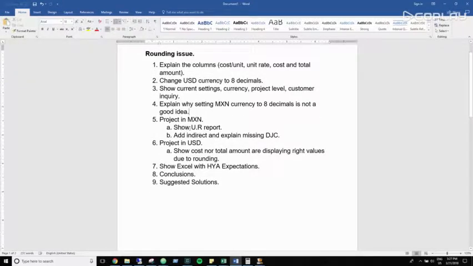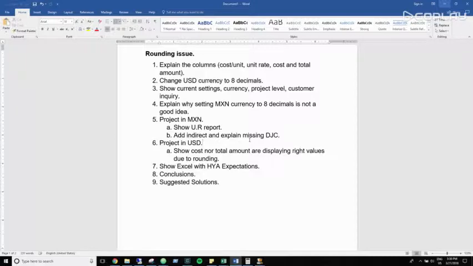And I'm gonna show you the unit rate report, which is one of the most important reports because they are used to procure, and they are used sometimes to deliver to the client along with the estimate. Then inside of it, I'm gonna also add the indirect to the project and explain why we are missing the direct job cost here. Then I'm gonna show you the same project, just with the estimate set in USD, and we'll see how different it is from the MXN.